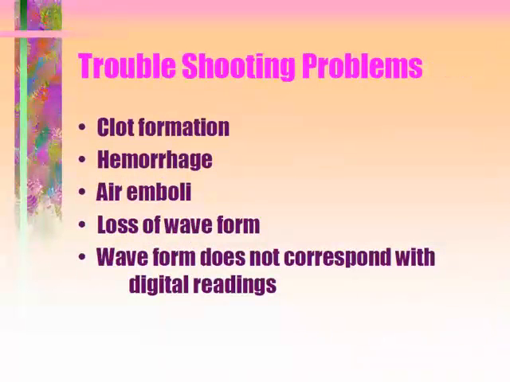If you have problems with your arterial line, it could be that you have a clot at the tip, or it's come disconnected and your patient's bleeding all over the place. Not a good thing. Or an air embolism could occur. When you have loss of waveform, it means that you probably have a clot at the tip, or the catheter is kinked, or there's a problem with the transducer. Or if the waveform does not correspond with the digital readings, there's a problem and you have to recalibrate your equipment.